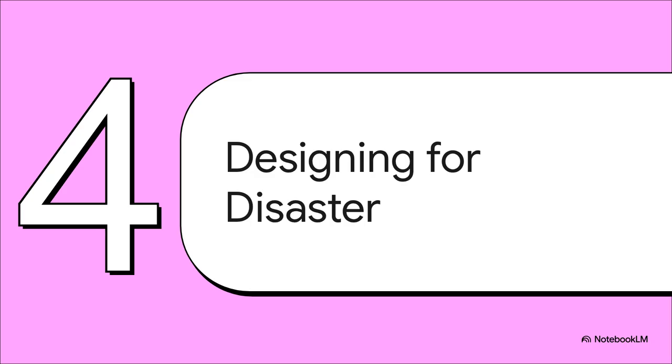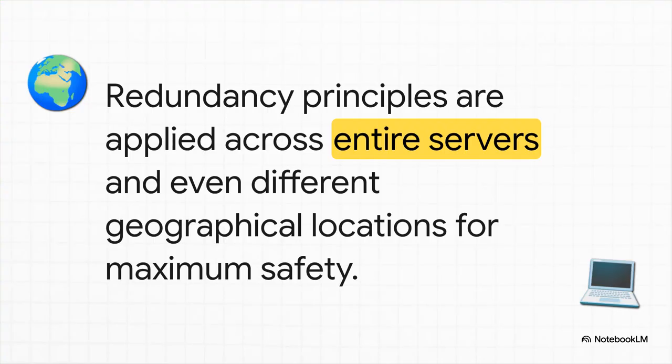Okay, so we've protected ourselves against a single disk failing. But what happens if an entire server just catches fire? Or what if a whole data center loses power? To be truly reliable, the system has to be designed for large-scale disaster. So here's the crucial step. We take that same principle of redundancy we used for disks, and we just apply it at a much bigger scale, across entire servers, and even across different geographical locations.